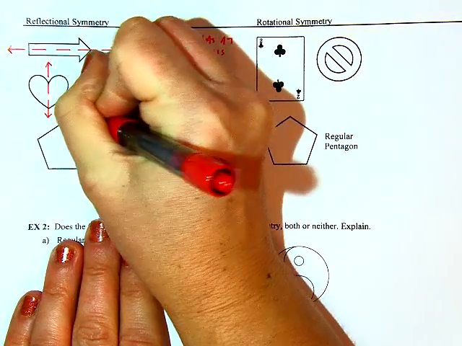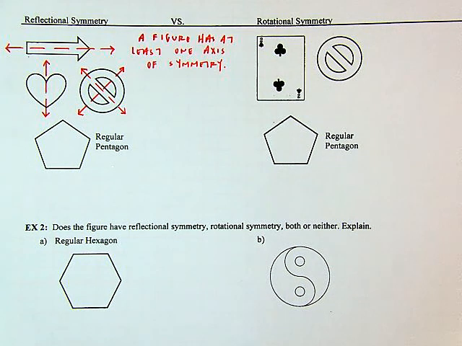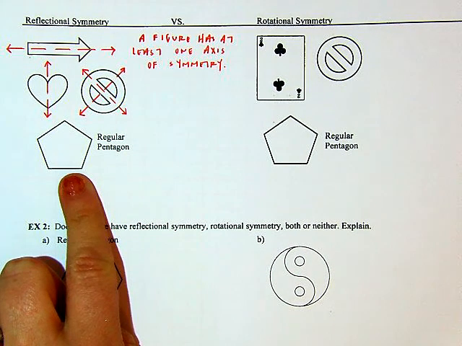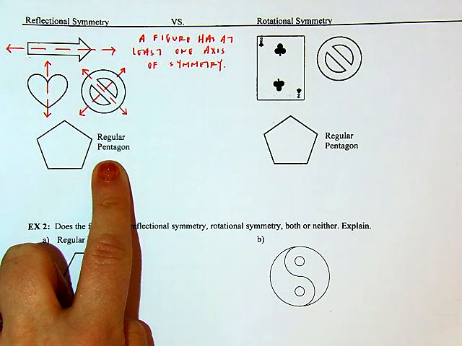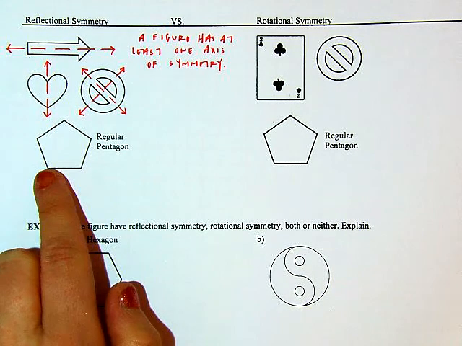If I had just drawn you a perfect circle, for example, a perfect circle would really have an infinite number of axes of symmetry. Okay, the last one right here, a regular pentagon. So any regular polygon will always have as many axes of symmetry as the number of sides. So if this figure is regular, that means that all the sides are congruent, so are all of the angles.